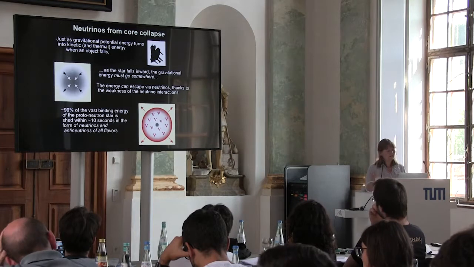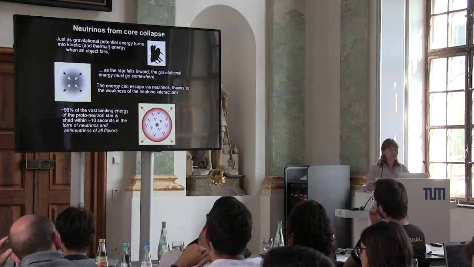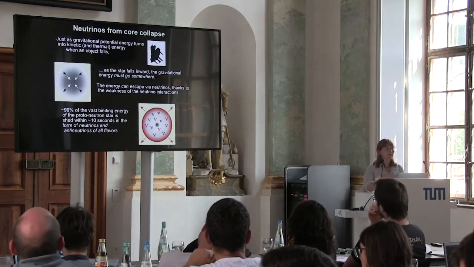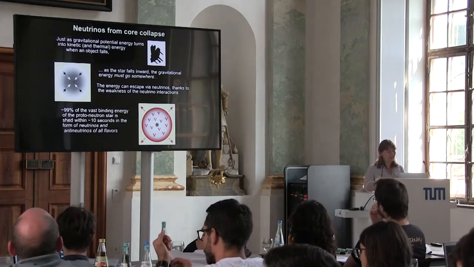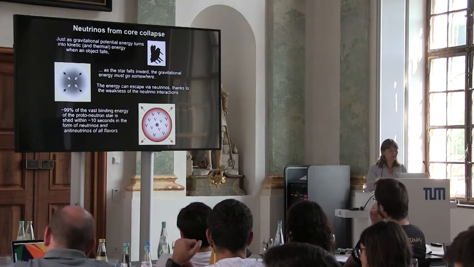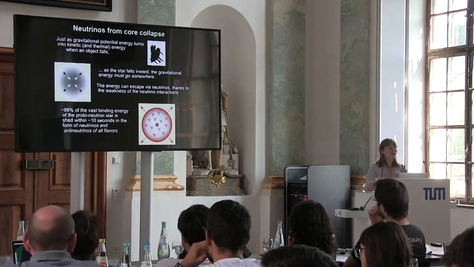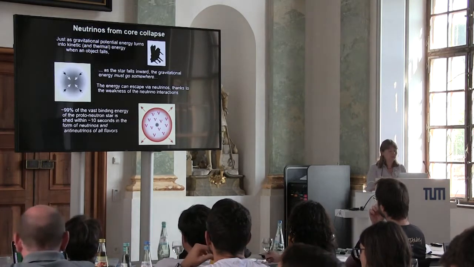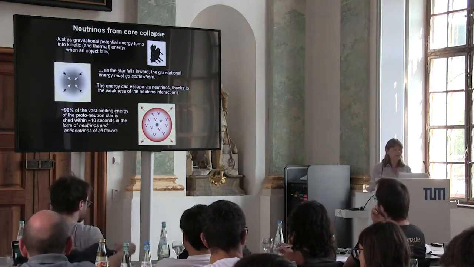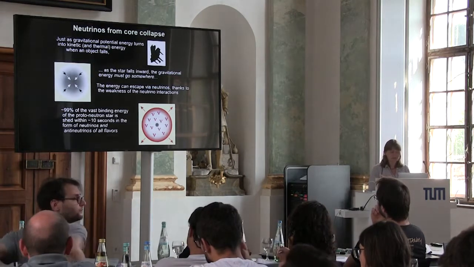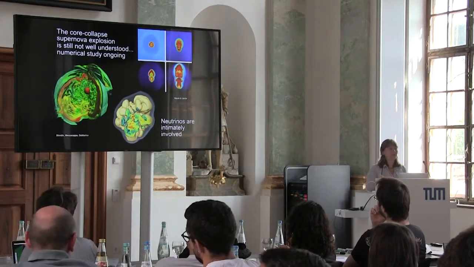So it turns out that when you have a gravitational collapse of a star at the end of its life, it's no longer able to produce energy from fusion reactions to hold itself up, and it will collapse. And almost 99% of the vast binding energy of the super ultra-dense remnant, the protoneutron star, will be emitted within about 10 seconds or a few tenths of seconds in the form of neutrinos and antineutrinos of all flavors.